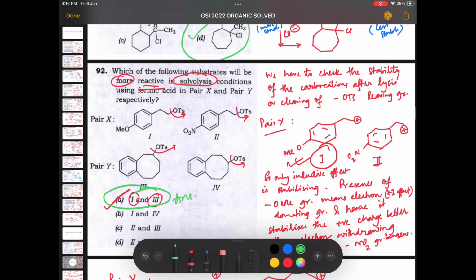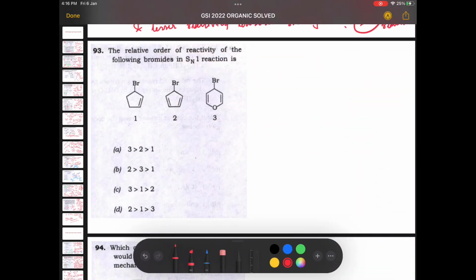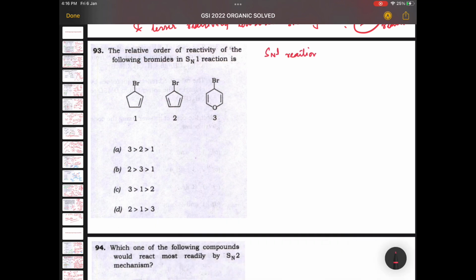So please note down here, option B should be the correct answer, and please check yourself too. Thank you. Let us move on to the next question, and I apologize for the mistake that I made in the previous one.